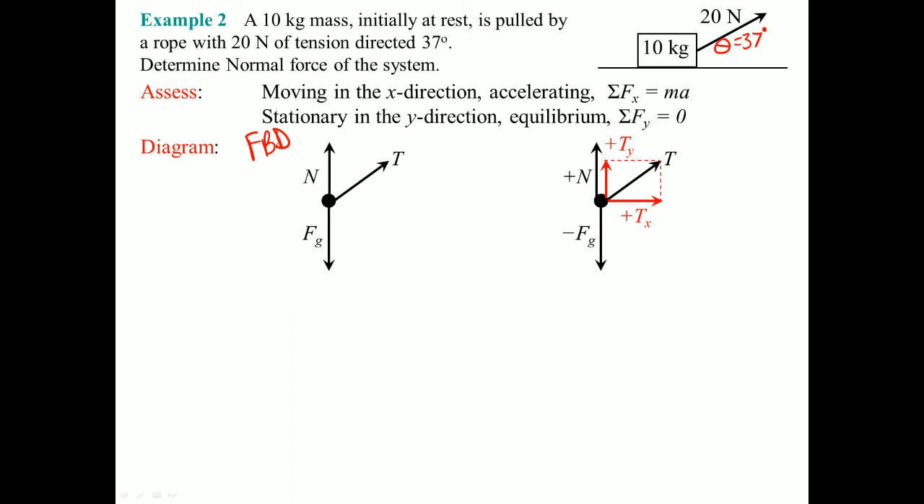Tx, which is T in the x direction, is T times cosine theta. Ty is going to be T times sine theta. Anything going up is positive, anything going down is negative. Now we do the summation of the forces. The forces in the y direction are your N, which is going up, plus your Ty, minus Fg.